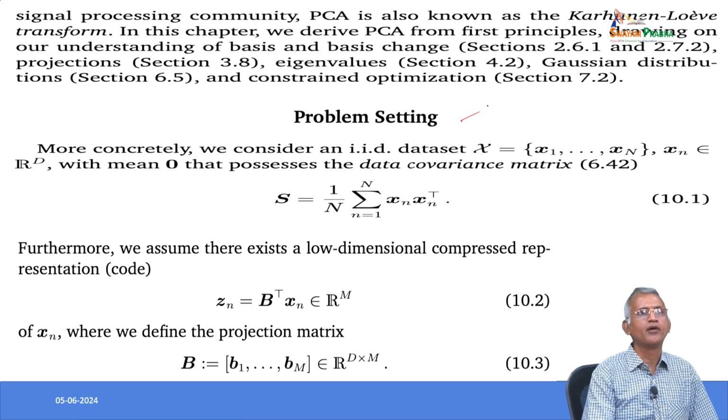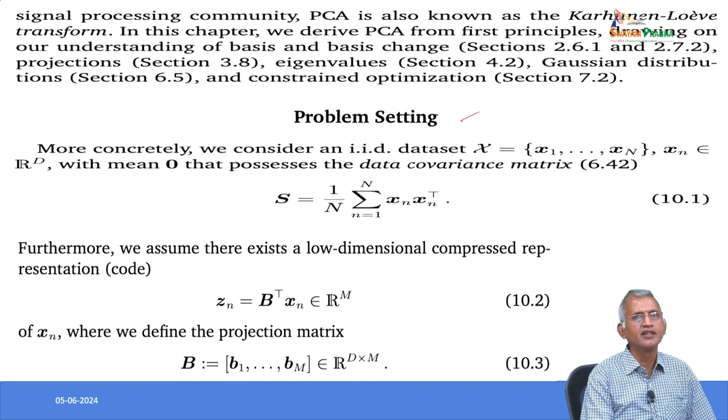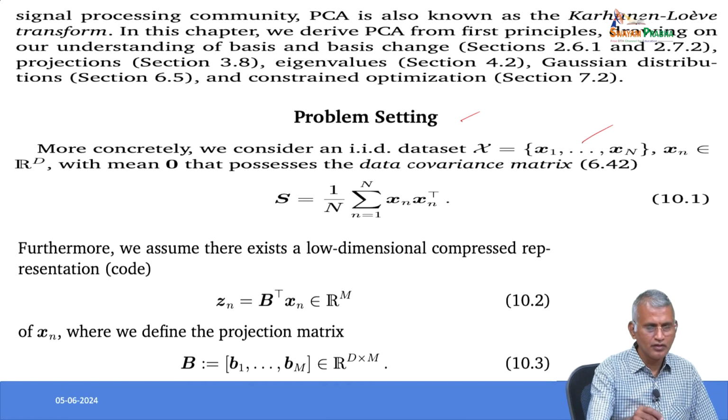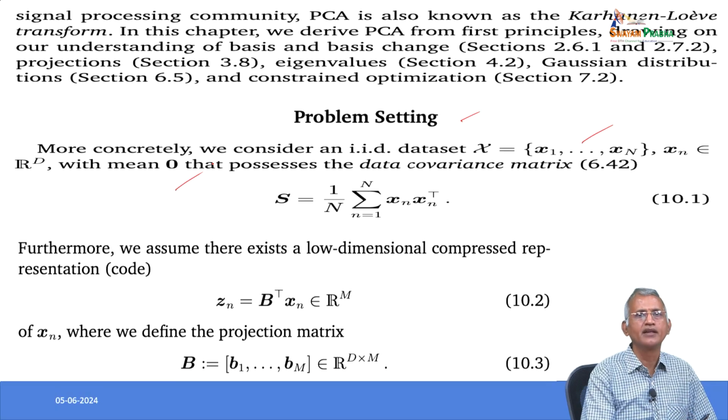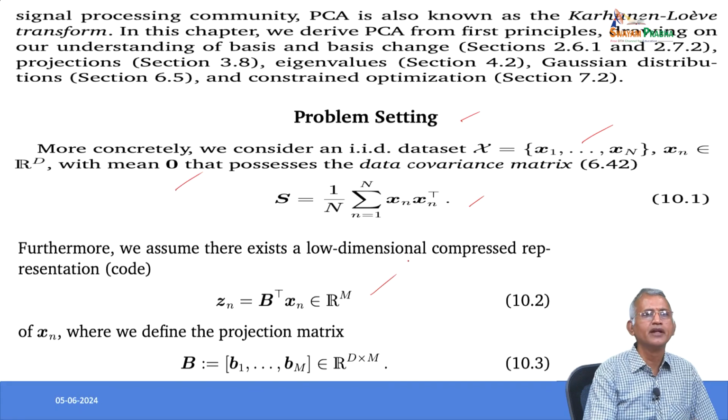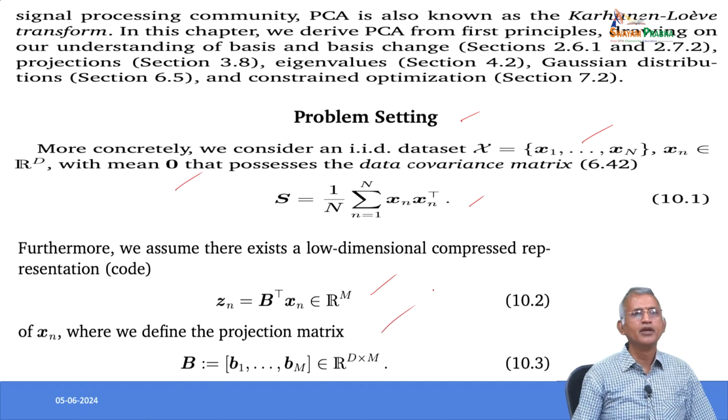Now, we have to set up the problem. More concretely, we consider an IID data set X equal to x_1 to x_N, independent data in R^D with mean 0, that possesses the data covariance matrix S equal to 1 by N times the summation of x_n x_n transpose, where n varies from 1 to N. Further, we assume that there exists a low dimensional compressed representation z_n equal to B transpose x_n in R^M, where we define the projection matrix B equal to [b_1, b_2, ..., b_M] in R^(D x M).